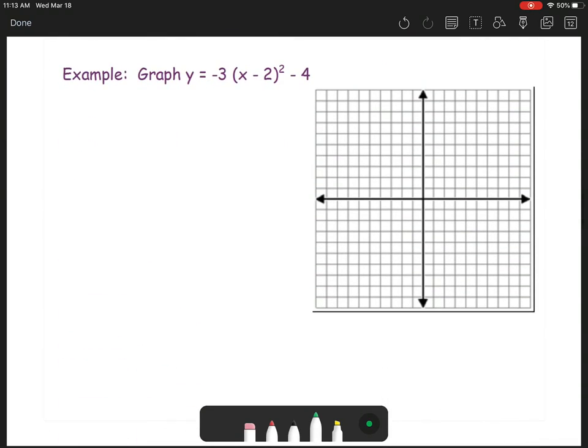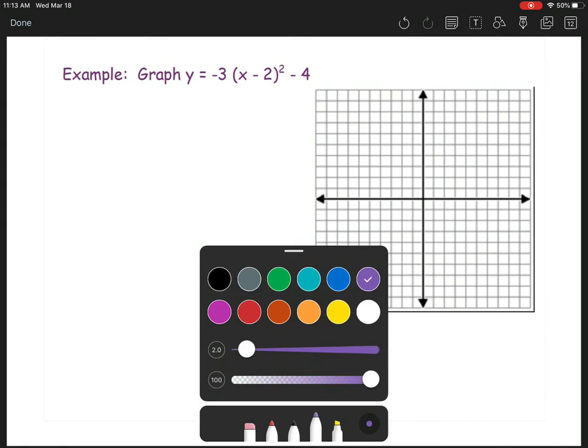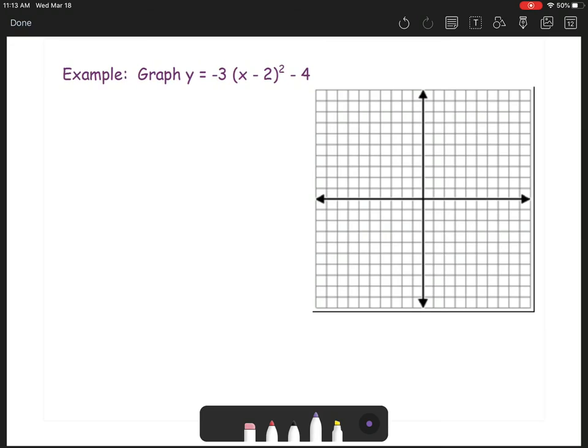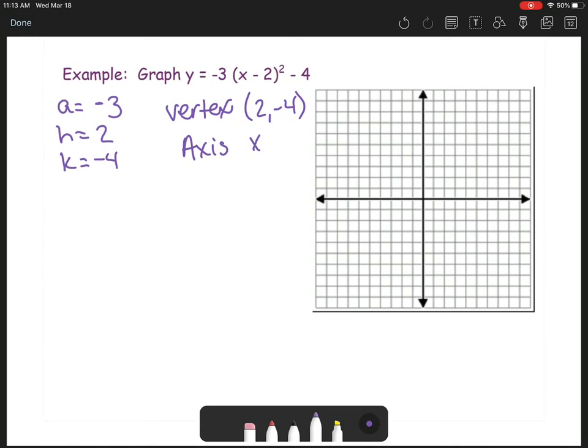Here we have another one, just to try it out because we're having so much fun. Here, a is -3. Our h is 2 because x minus h, and k is -4. So our vertex is (2, -4). Our axis is x equals 2. And because a is negative, this opens down.